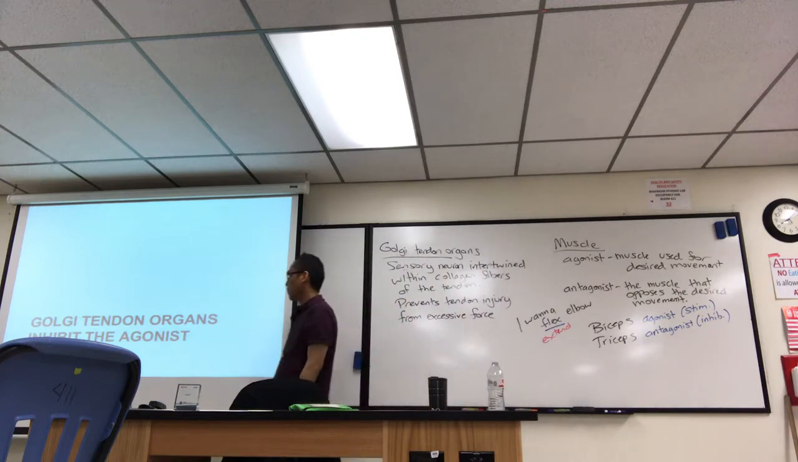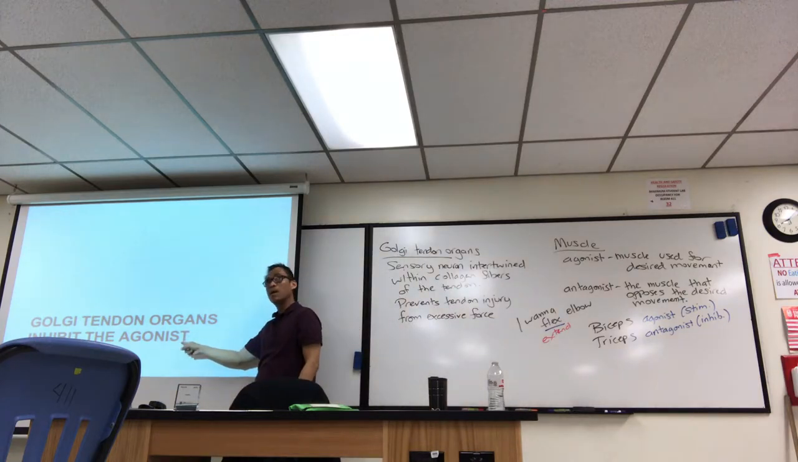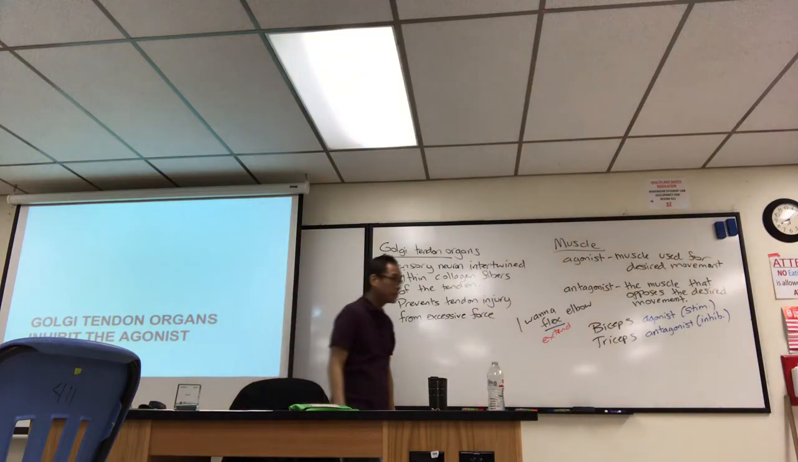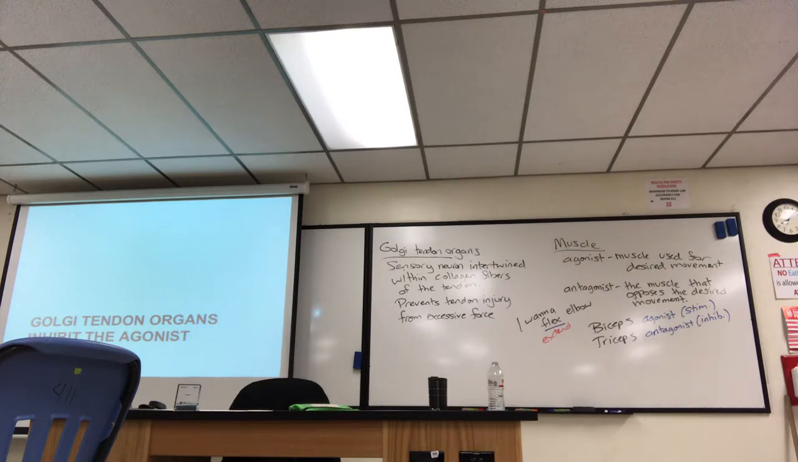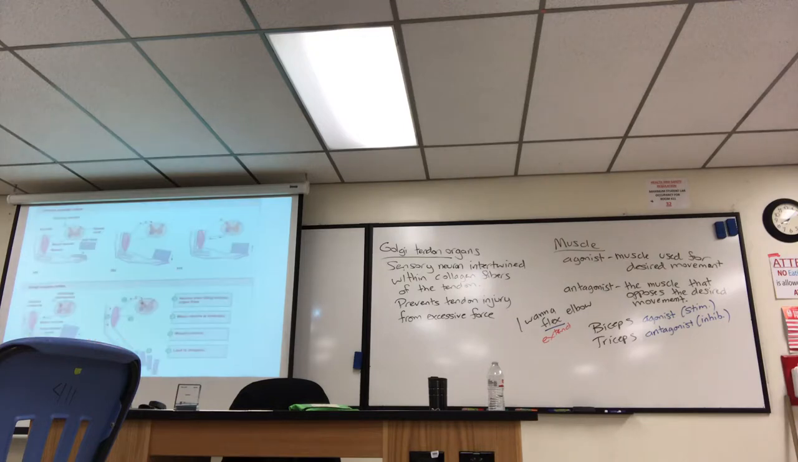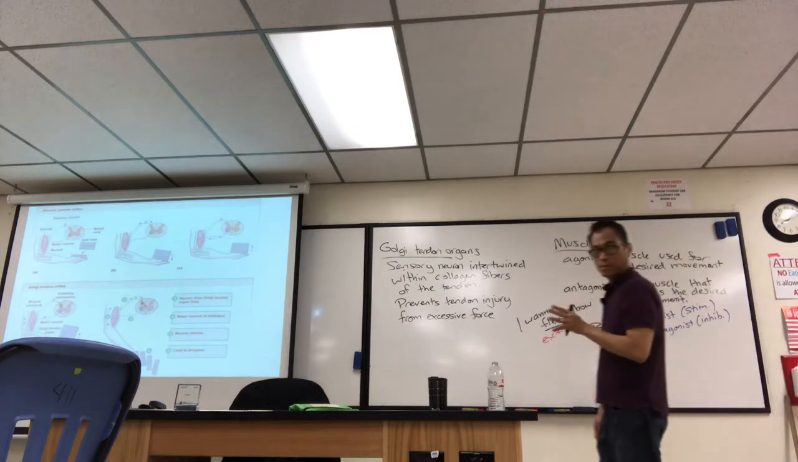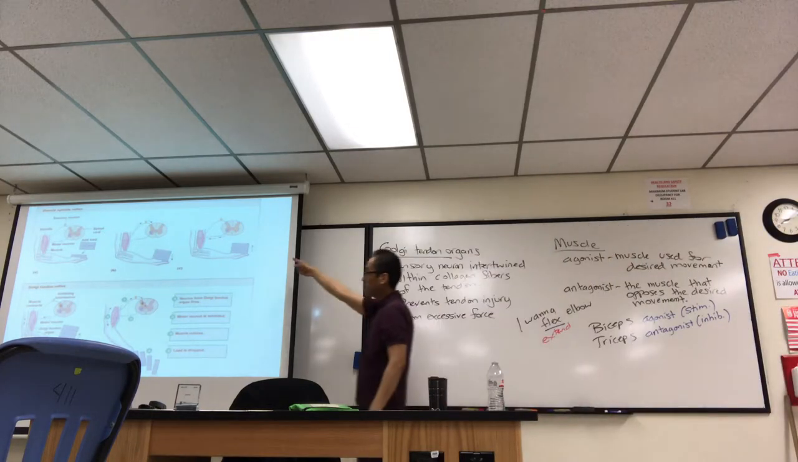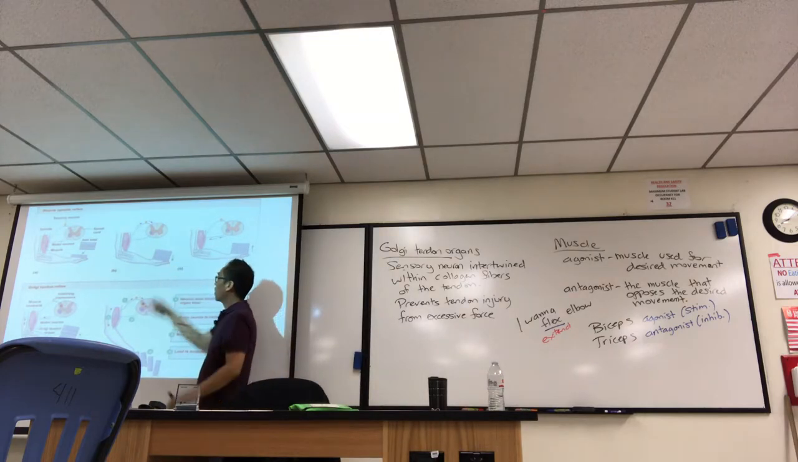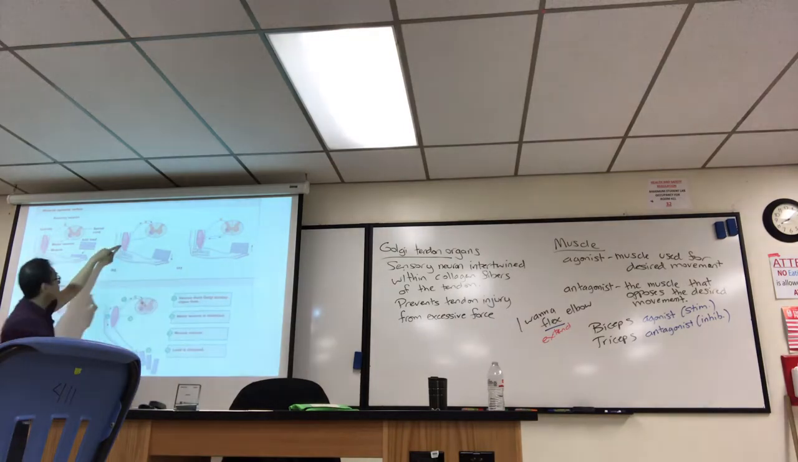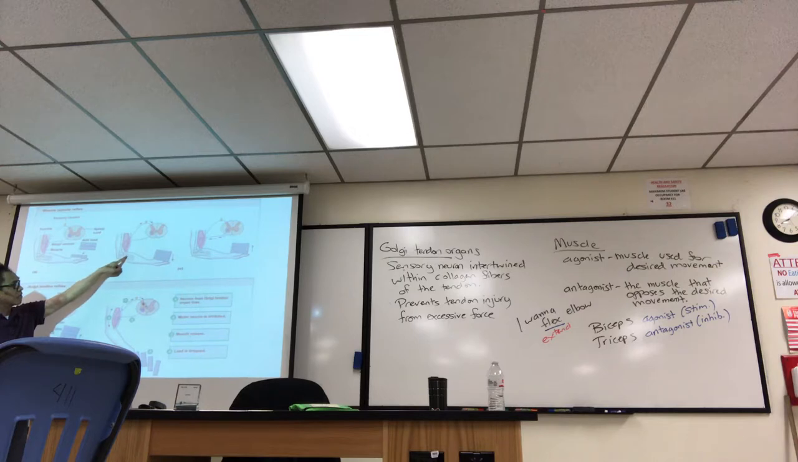GTOs inhibit the agonist muscle. Why would you want to do that? To prevent injury when the force is too great. Let's have an example here. The top frame, that's a load you can handle. You add load, maybe 30 pounds, and maybe you can handle that. You have the spindle there, and the GTOs in the tendon. I can handle that. I'm not going to tear out of the radial tuberosity, my insertion point.